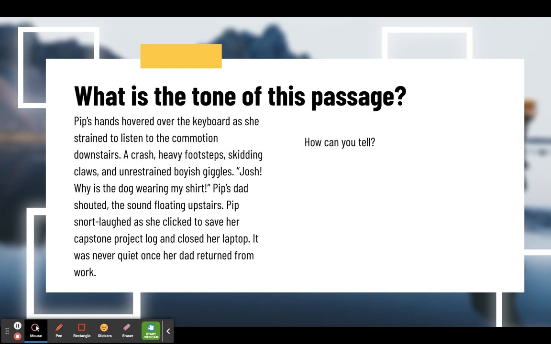Okay, so go ahead and tell me what you think the tone is, and then tell me what words tipped you off. So I think that the tone of this is pretty silly or happy. And some of the things that tell me that the author thinks it's funny are "unrestrained boyish giggles." I think "the sound floating upstairs" sounds really nice, and then her snort laughing. So I think all of those things contribute to the tone of this being kind of fun and just really light.